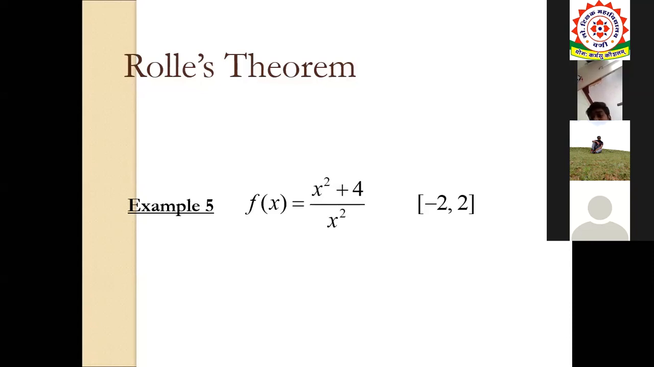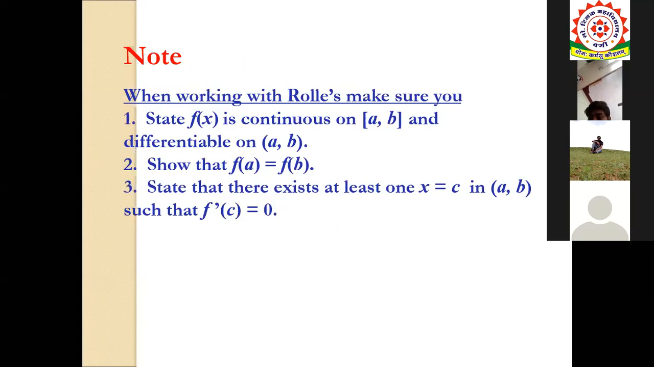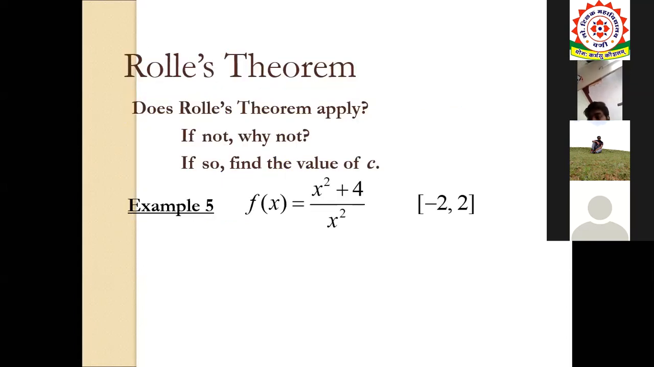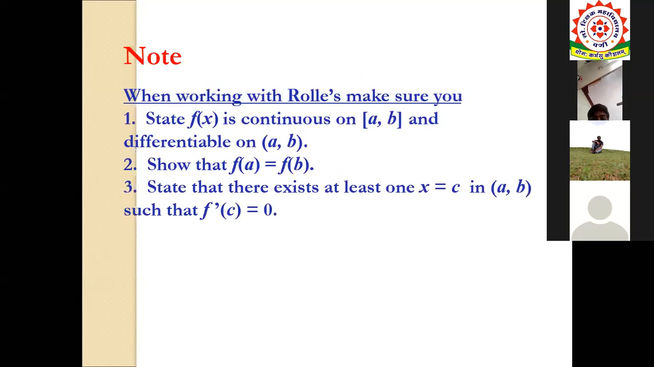This limit does not exist, so Rolle's theorem cannot be applied because the function is not continuous. Limit does not exist, it means it is not continuous. Clear? Okay, not continuous. Note, state f(x) is continuous and differentiable, show that f(a) is equal to f(b). State there exists at least one point x equal to c in between a and b such that f dash of c is equal to 0.